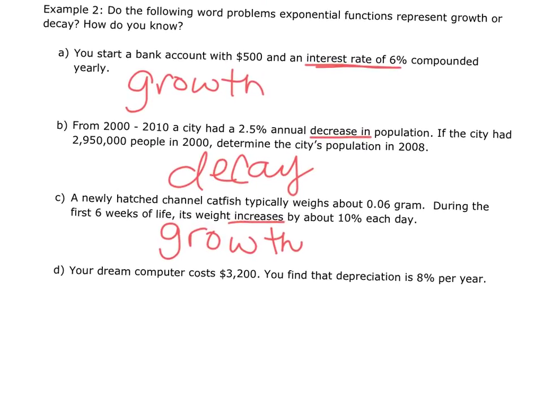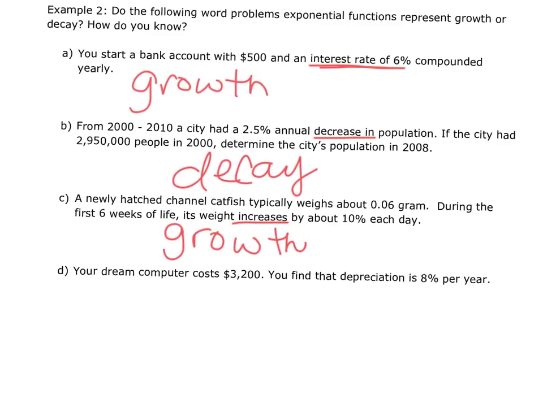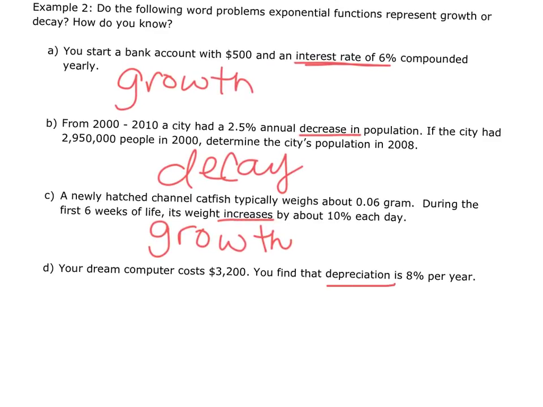All right, last word problem. You ready? D says your dream computer costs $3,200. You find that depreciation is 8% per year. Decay, because depreciate means to decay. Appreciate means to grow. Depreciate means to decay. You got it.